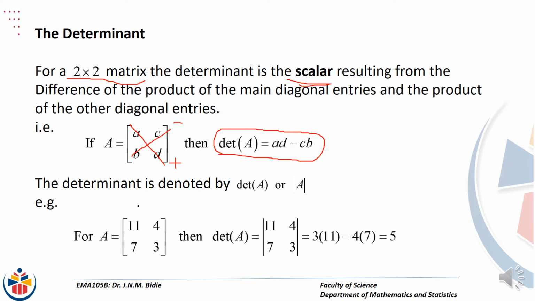Note, in order for us to be able to find the determinant of a matrix, it has to be square. So it has to be a 2 by 2 matrix. If we go to third order, it has to be a 3 by 3 matrix. We cannot find determinants of matrices that are not square matrices. So the other notation for a determinant that we are able to use is the absolute value notation.